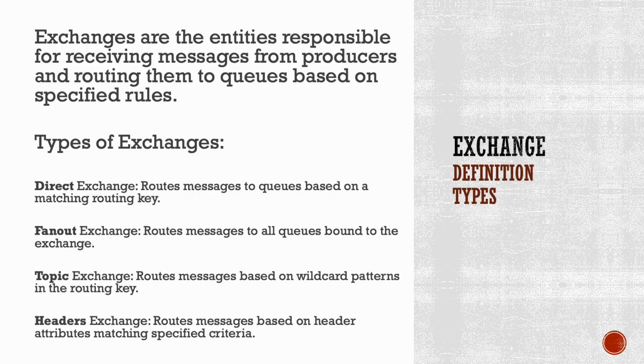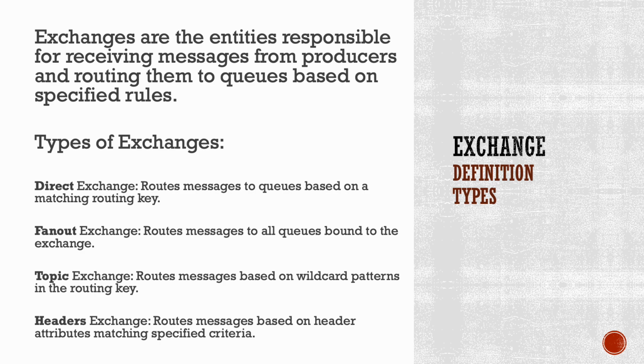Now, let's explore the concept of exchanges in RabbitMQ. Exchanges are the entities responsible for receiving messages from producers and routing them to queues based on specified rules. Here are the key points to understand about exchanges. Definition. Exchanges serve as the routing mechanism in RabbitMQ. They receive messages from producers and determine which queues should receive the messages based on specified rules.